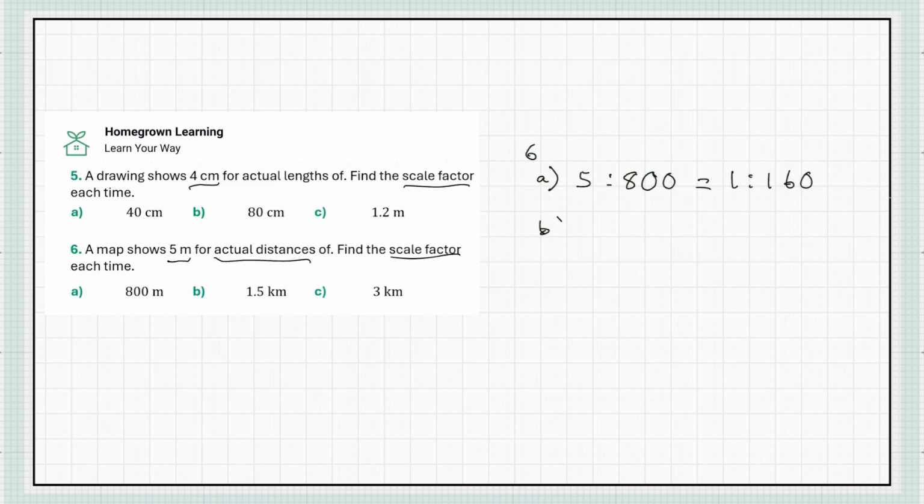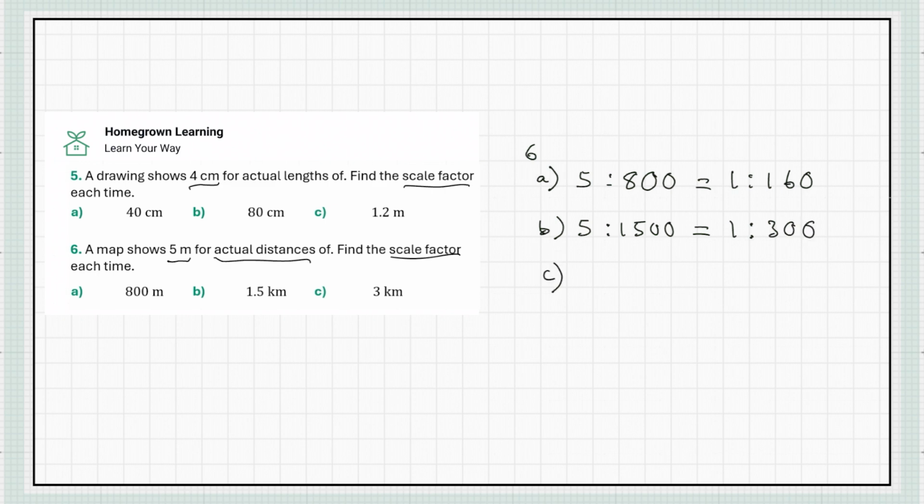Alright, let's look at B. We have 5 meters, 1.5 kilometers, so we need to put that into meters, so 1500 meters. Again, divide both sides by the highest common factor, which is going to be 5.